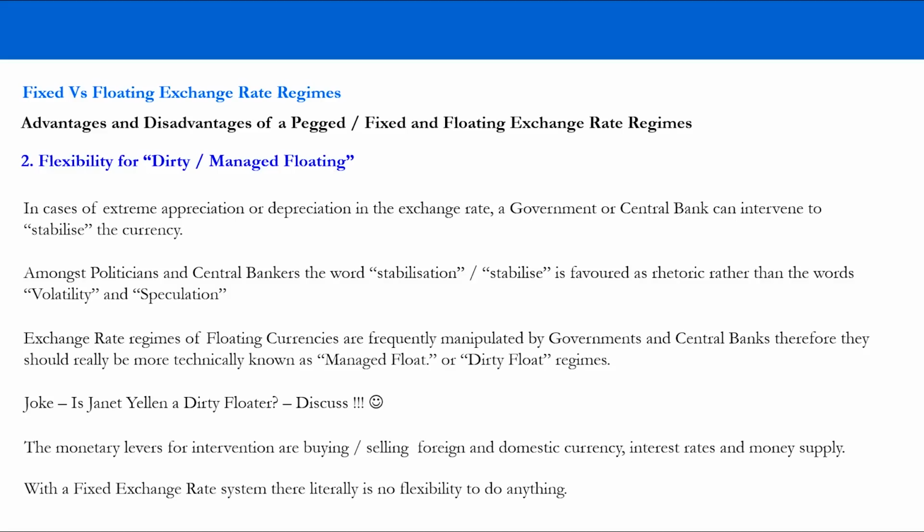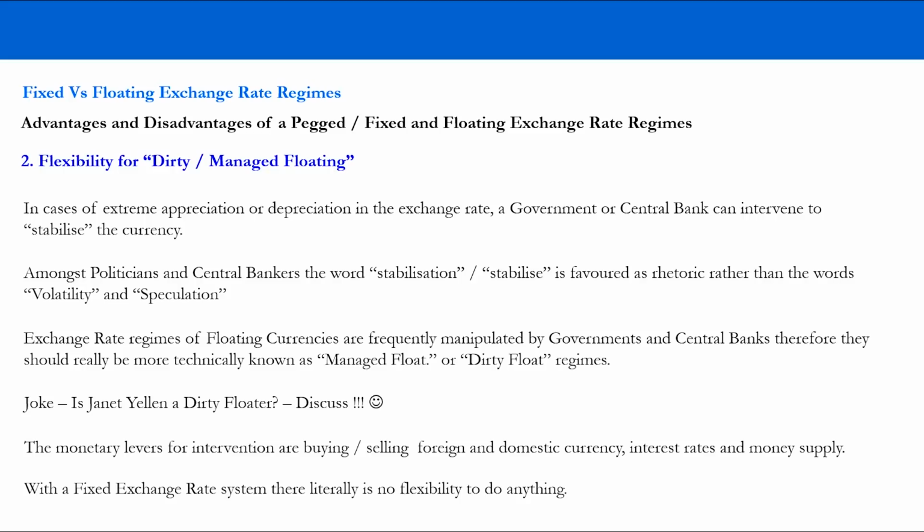In cases of extreme appreciation or depreciation in the exchange rate, a government or central bank will be able to intervene and stabilize. The word stabilization is generally favored by politicians and central bankers as the rhetoric rather than the words volatility and speculation. And floating currencies in the modern world are frequently manipulated by governments and central banks. And they should really not be technically known as floating regimes. What they should really be known as are managed float or dirty float regimes.